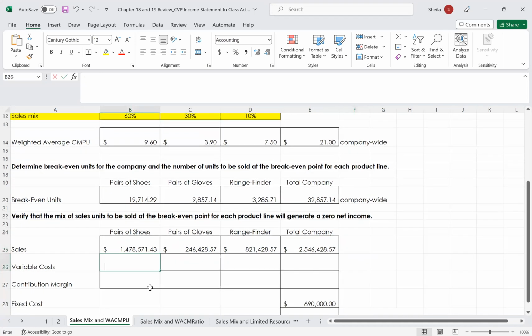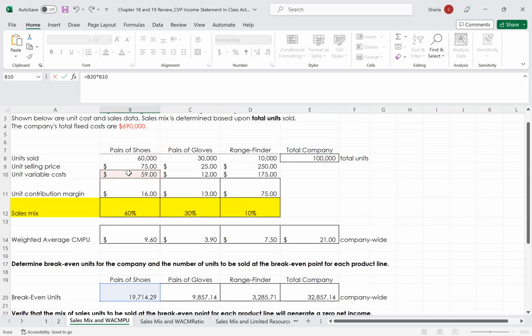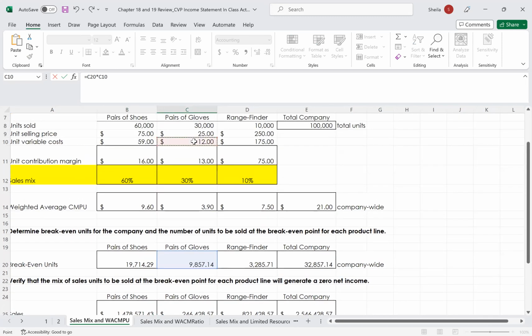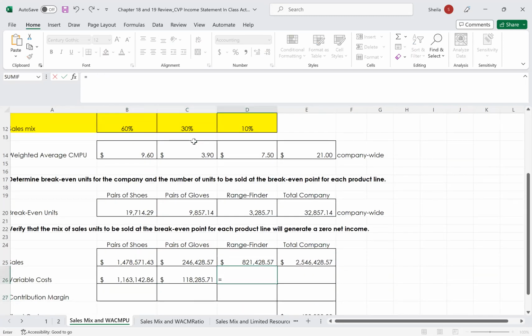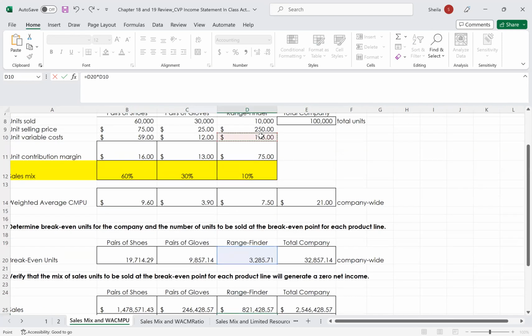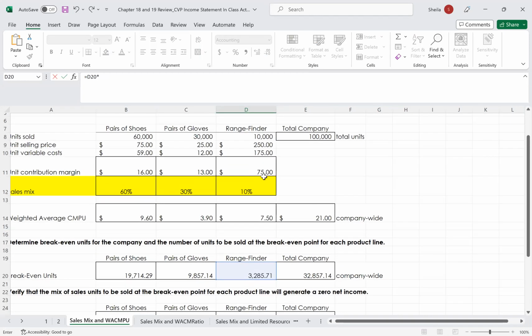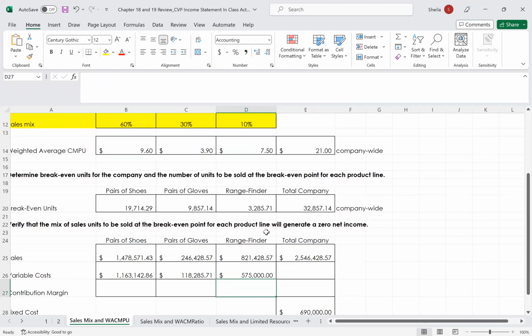Same thing with variable cost. I want to take my same break-even units times the variable cost per unit for each one of my products. This is also why I love Excel. I don't have to write these numbers out, and I can make sure that I'm doing the math correctly for you, as long as I grab the right cell. So variable cost is 175. Okay, that was the right cell. All right, so now I'm going to sum these up.